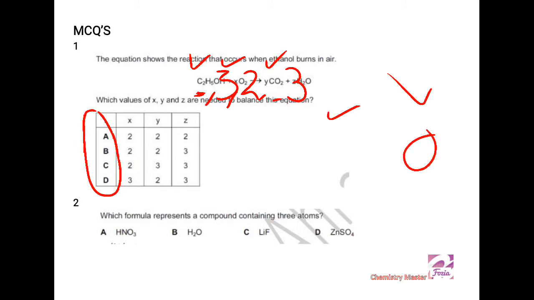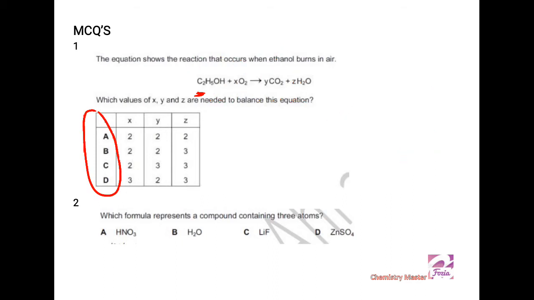Now you see what the coefficients are and what the correct answer is. Now the second MCQ is, which formula represents a compound containing 3 atoms? 3 atoms means? Yes, that's 2 atoms of hydrogen and 1 atom of oxygen.